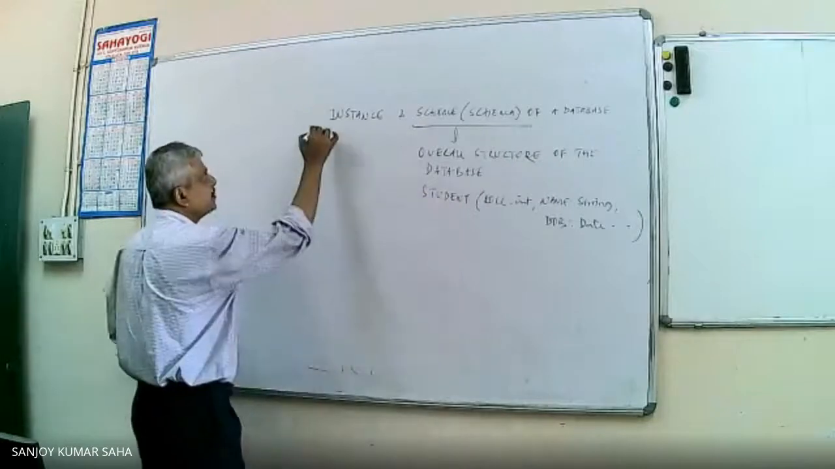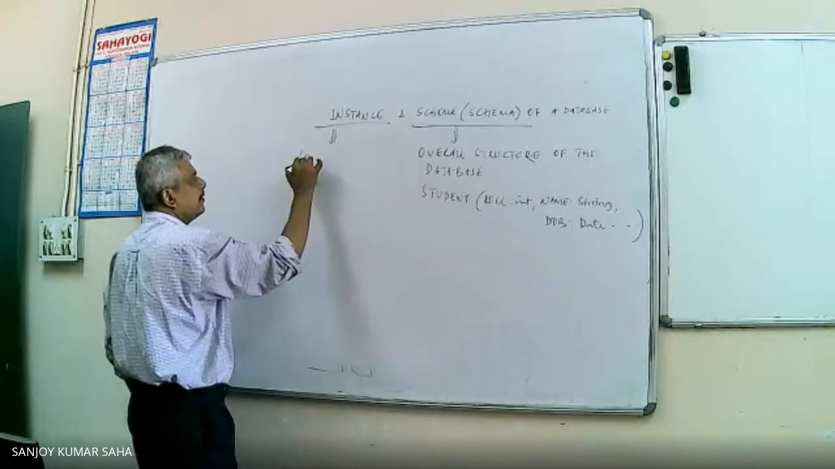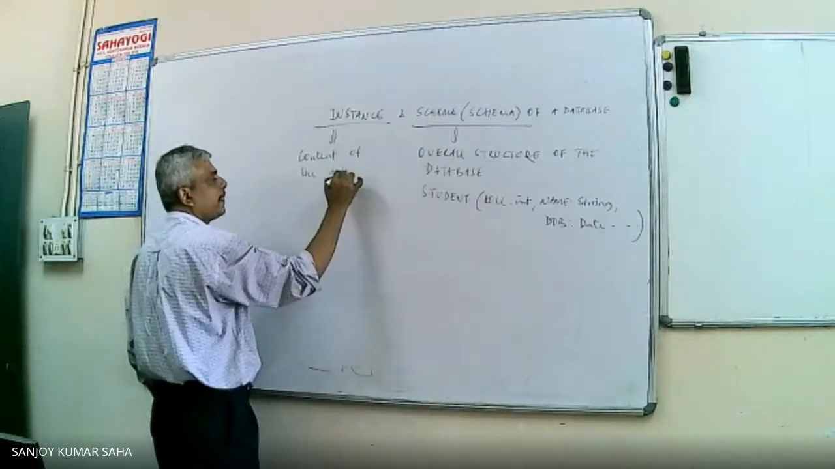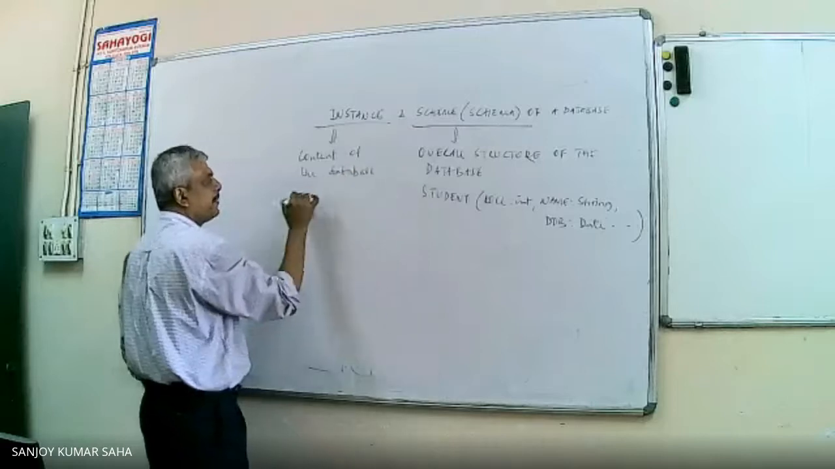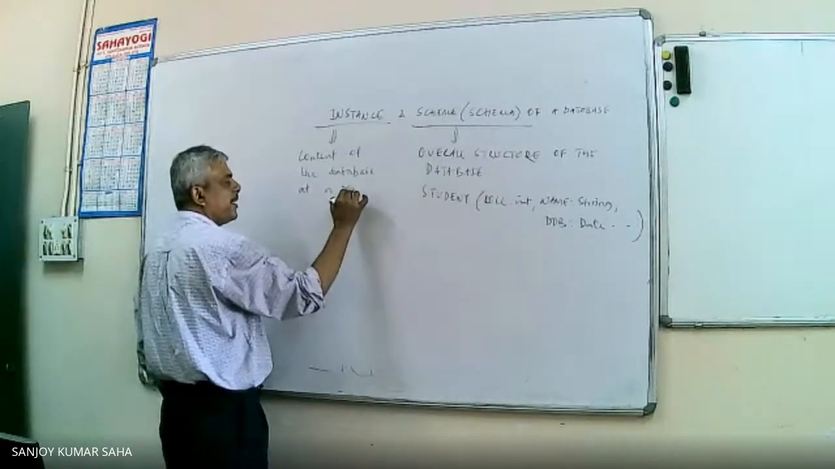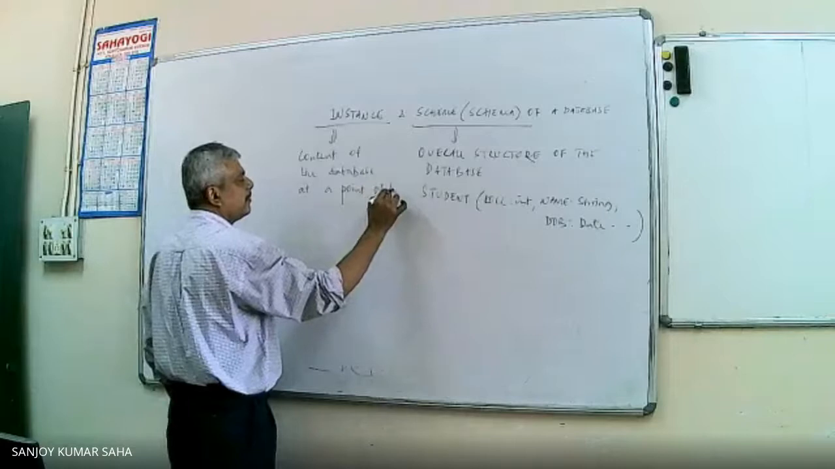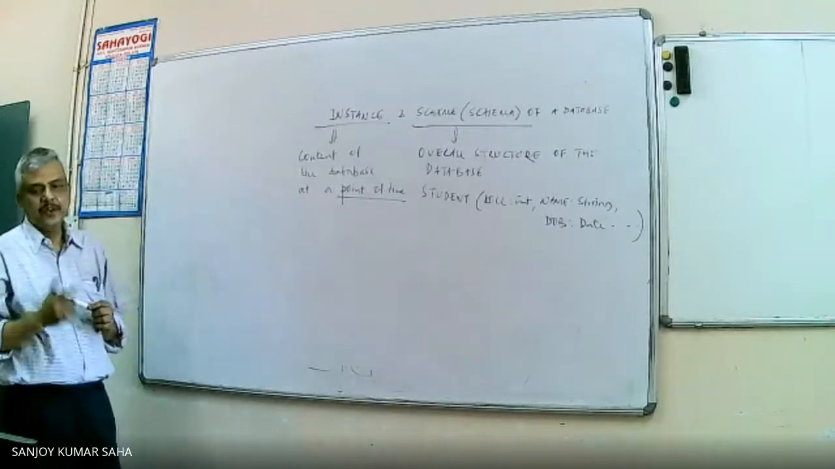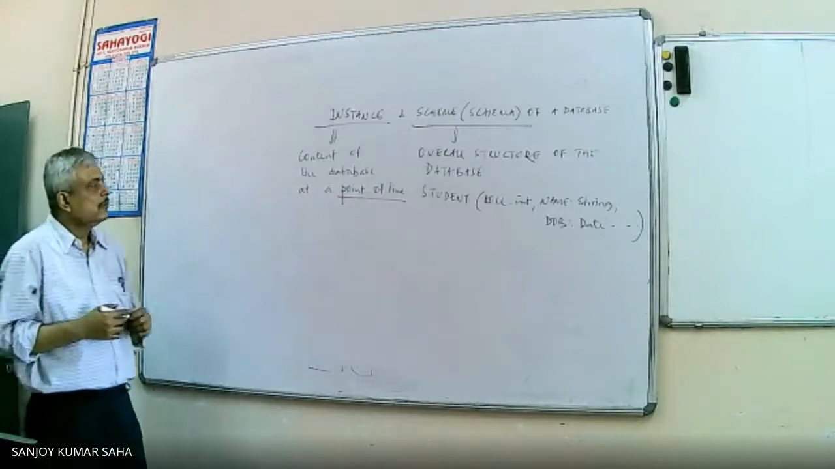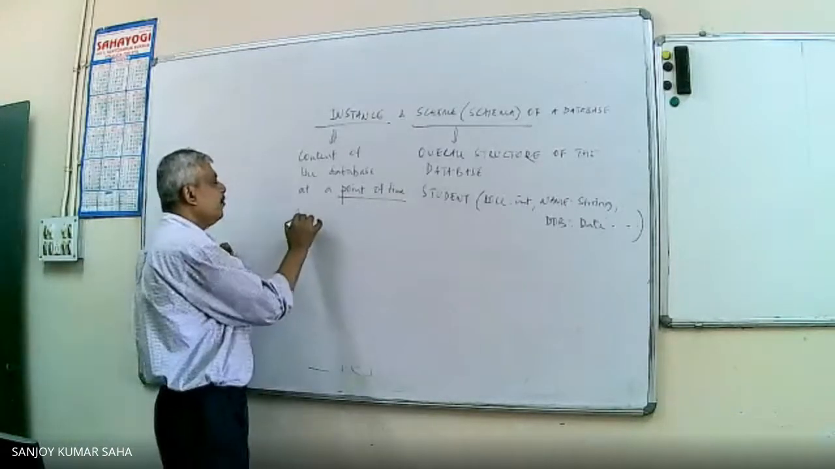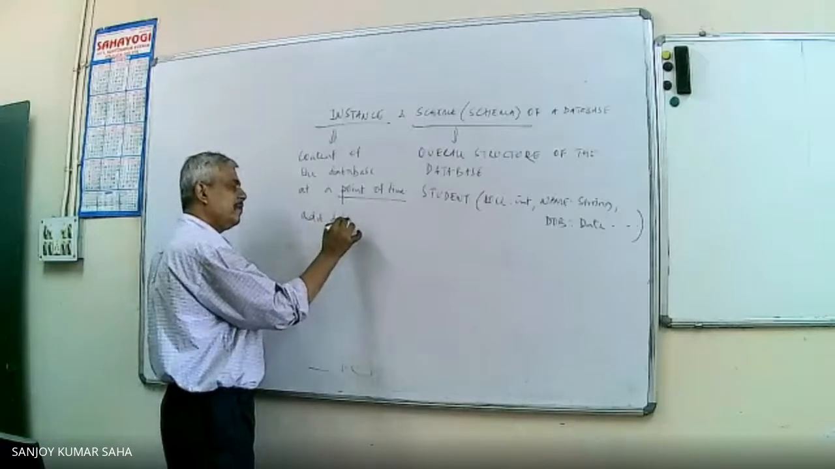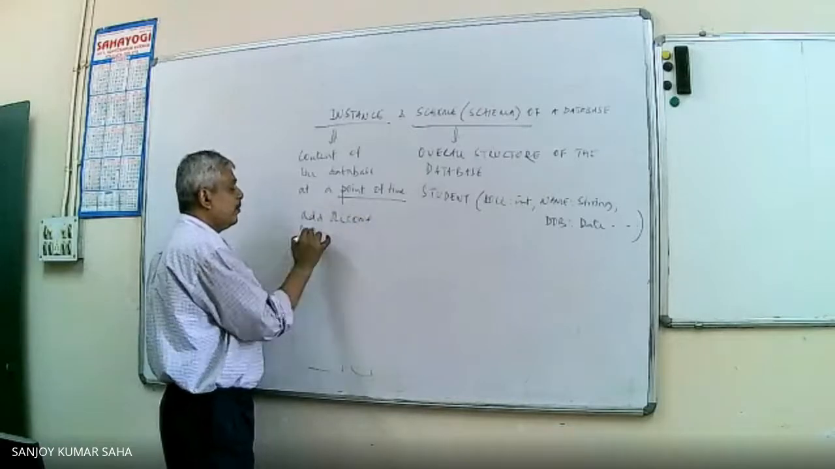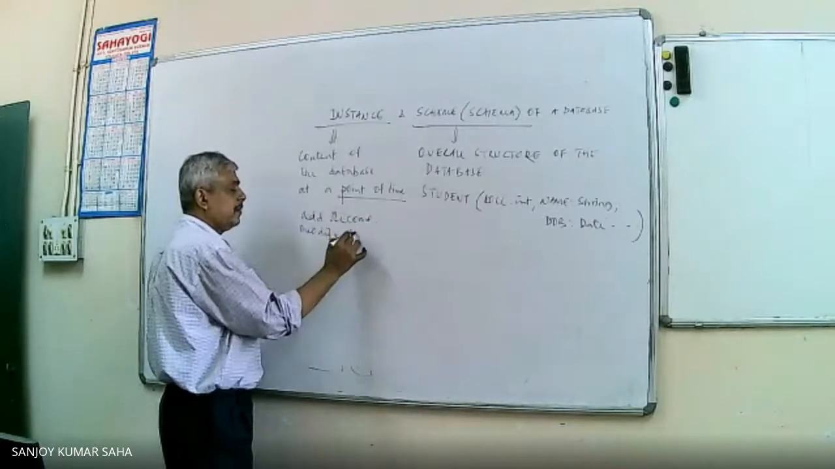Instance means the content of the database at a point of time. At a point of time, because we may add data, or we may add records, or we may modify certain data, or we may delete a record.